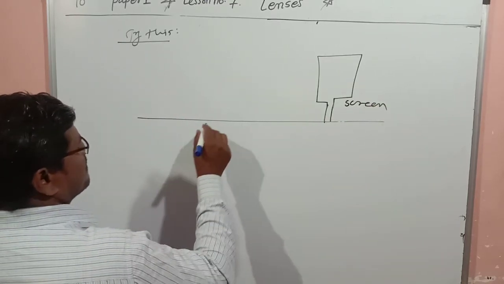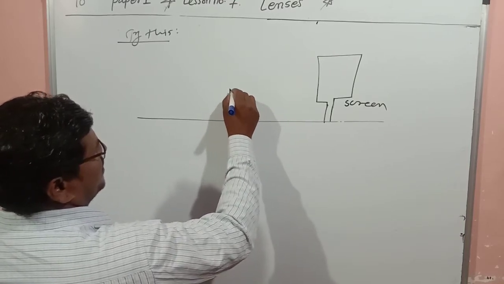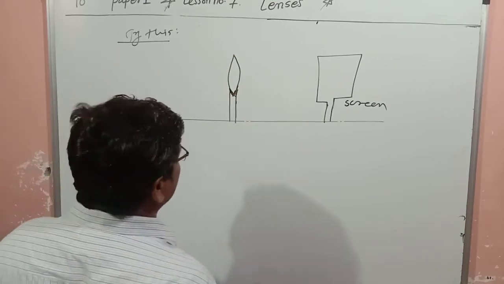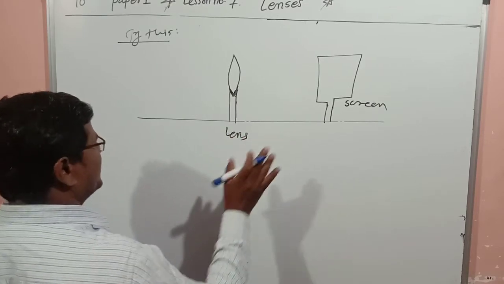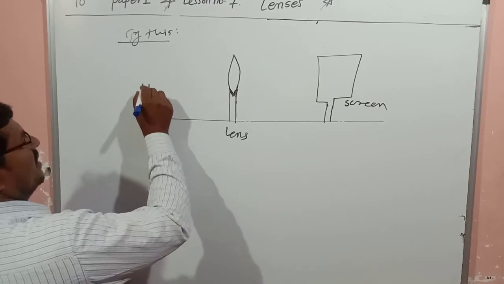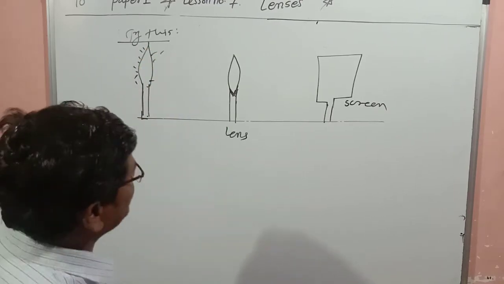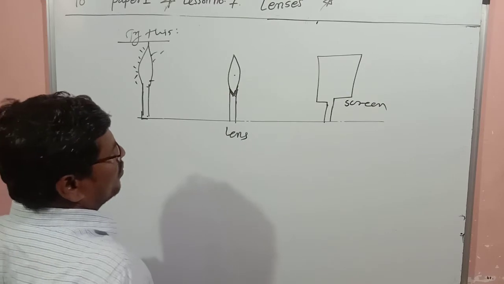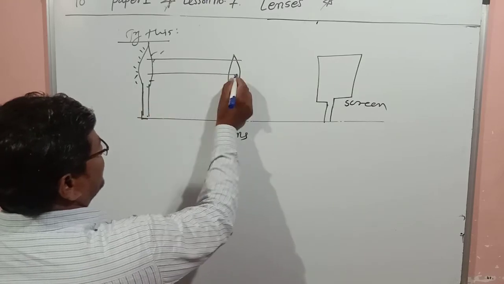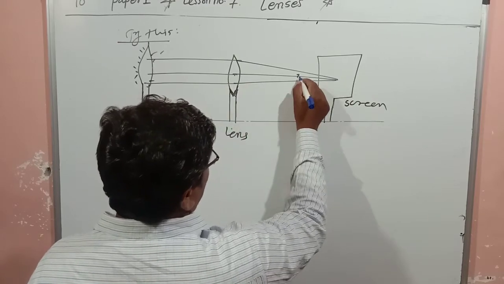Then in the middle you have to take a lens stand, and on that you fix the lens. Here will be the lens, and here you have to take one burning candle. So you know what will happen. The lens is a convex lens, so the light rays will go parallel to the principal axis, they will converge at a single point, and here the image will be produced.